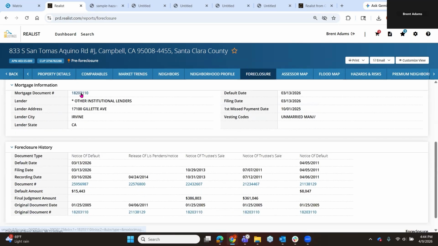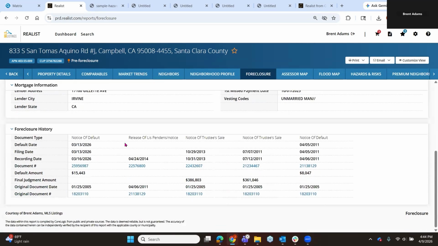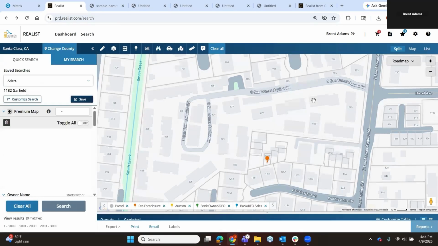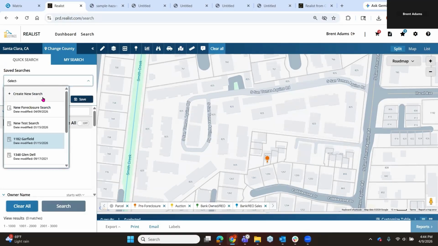We've got links out to those documents, even an entire foreclosure history for this property too, whether it's been lis pendens or release of lis pendens, all available for you here. The ones that I think are most interesting when it comes to foreclosures as far as a marketing tool is I like to use the actual foreclosure search itself.